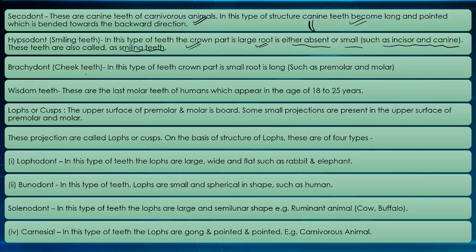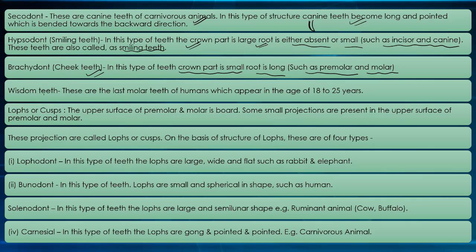Brachydent is cheek teeth. In this type of teeth, the crown part is small and the root is long, such as premolars and molars. So brachydent is cheek teeth. Hypsodont is smiling teeth, where the crown part is long and the roots are either small or absent.